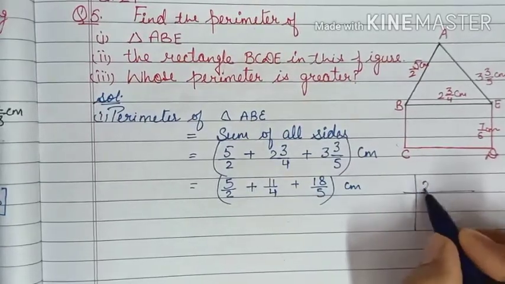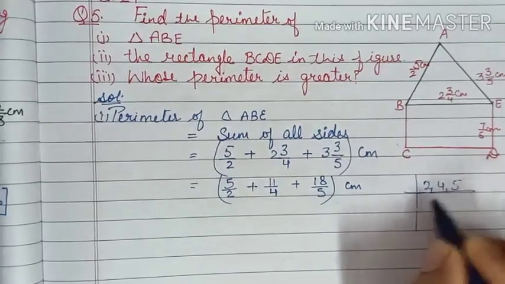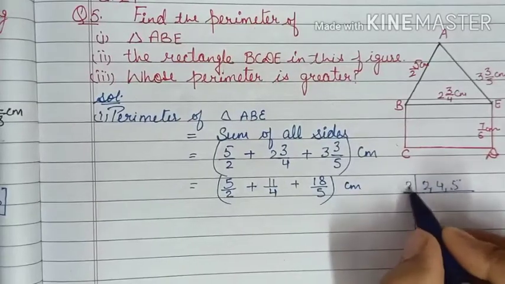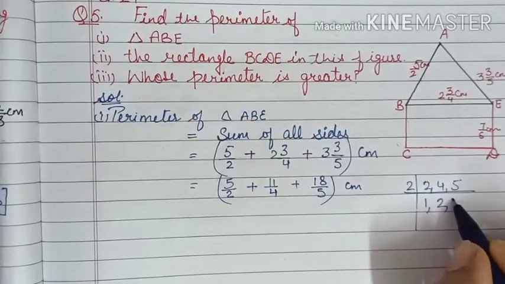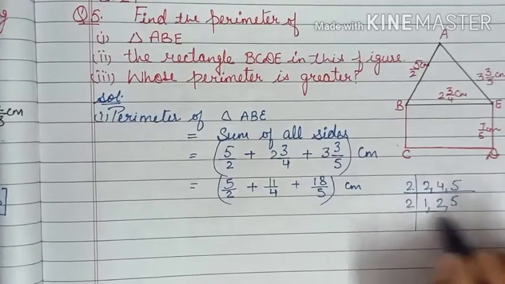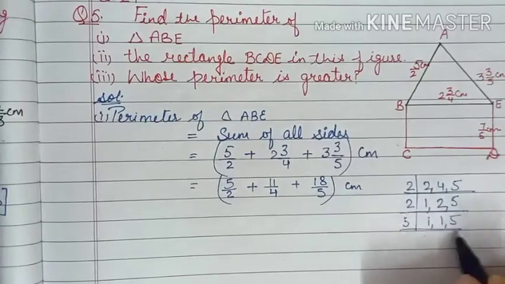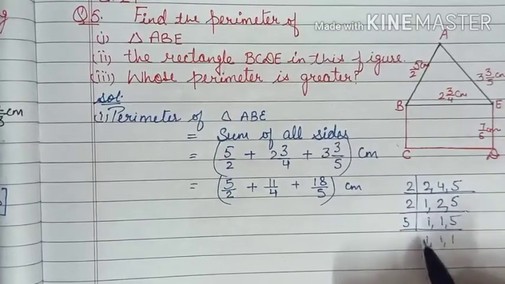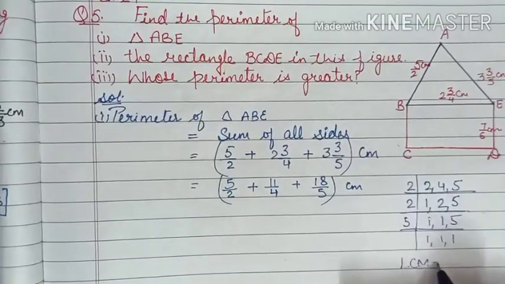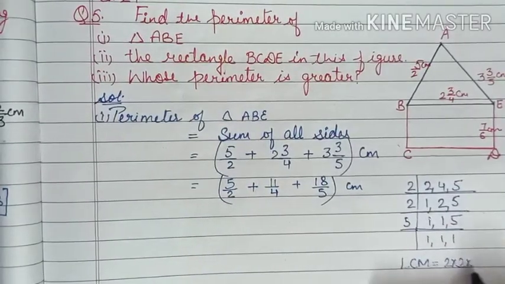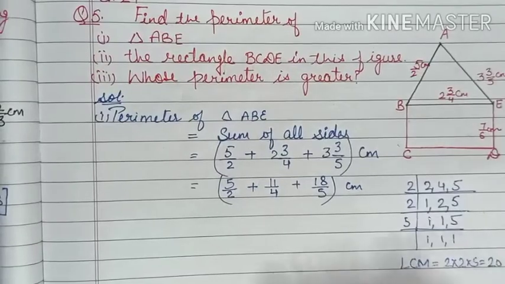So here we will find the LCM of 2, 4 and 5. First it is divisible by 2. 2 twos are 4. Keep 5 same. Then again it will be divisible by 2. Now it will be divisible by 5. So here the LCM we have got is 2 into 2 into 5, that is 20.